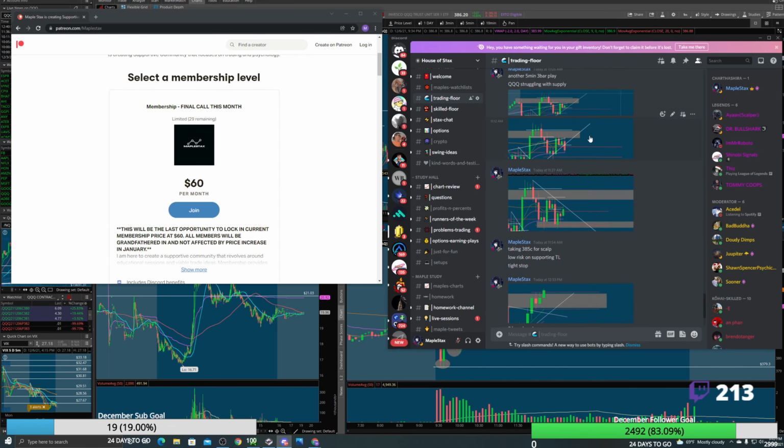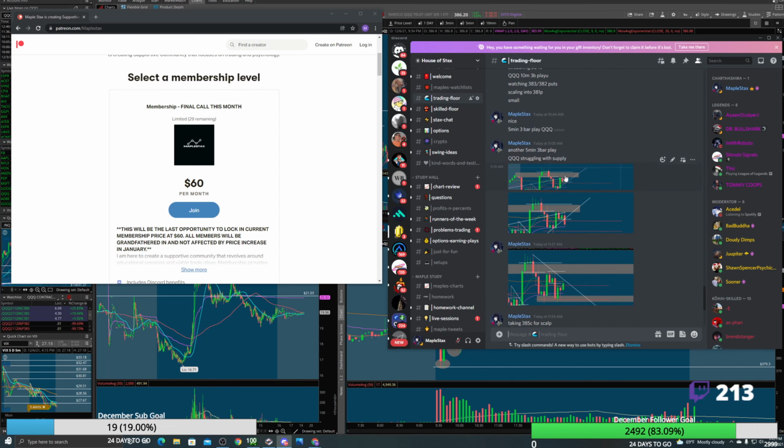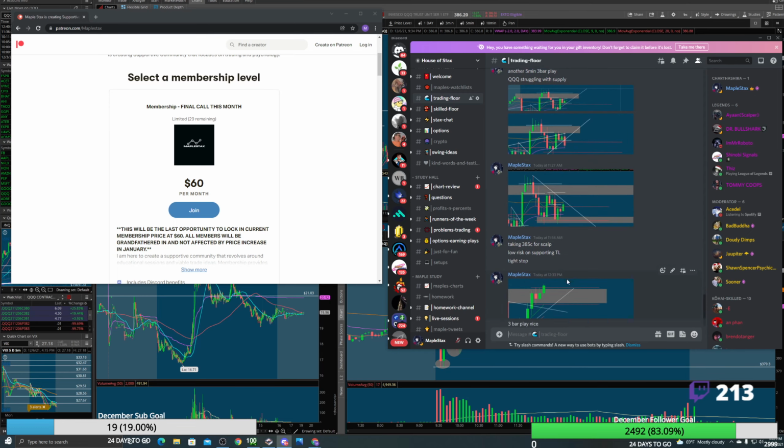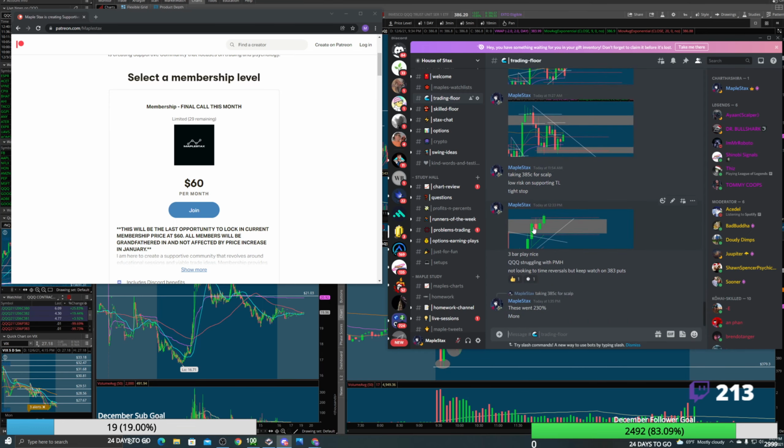We'll talk about, look at these formations. QQQ struggling in supply, right? This downtrend break. Look at what happens in the downtrend break. We mark a 3-bar play. I walk you guys through these things.